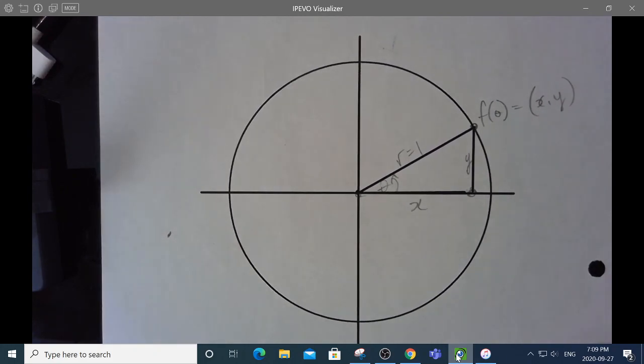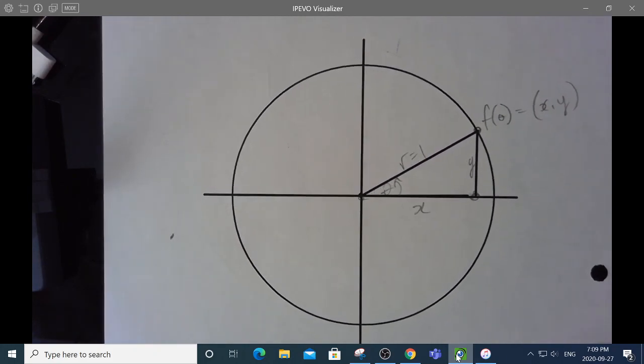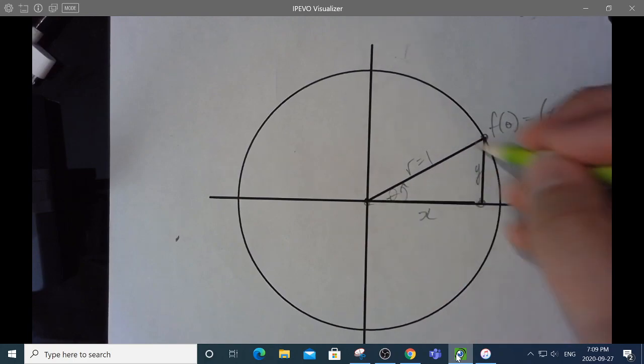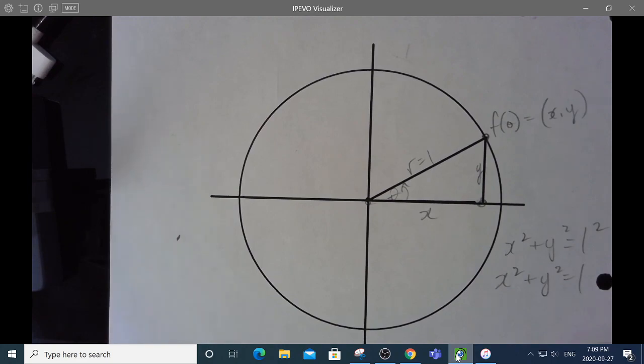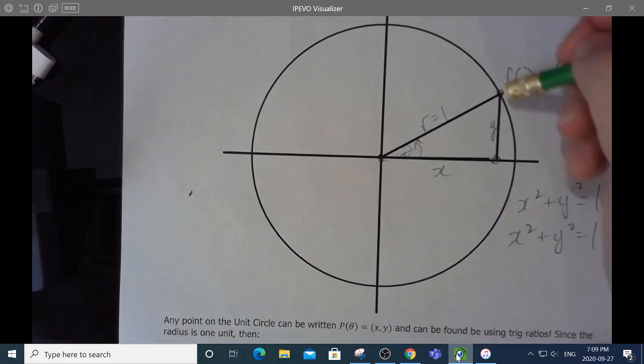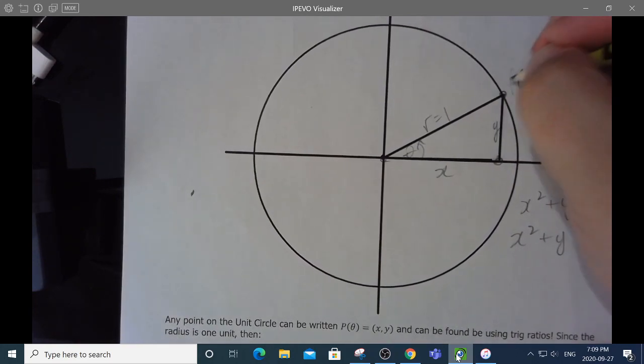And what you actually do know is you know Pythagoras, right? You know that if this is x, this is y, and this is 1, then x squared plus y squared is equal to 1 squared, which is just 1. So x squared plus y squared is equal to 1. And any point on the unit circle can be written as P. I should have made this P instead of F. They use P. Doesn't matter.